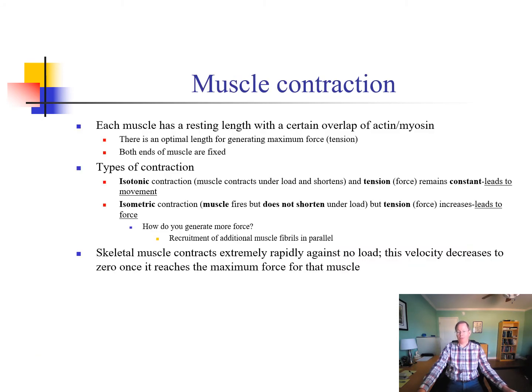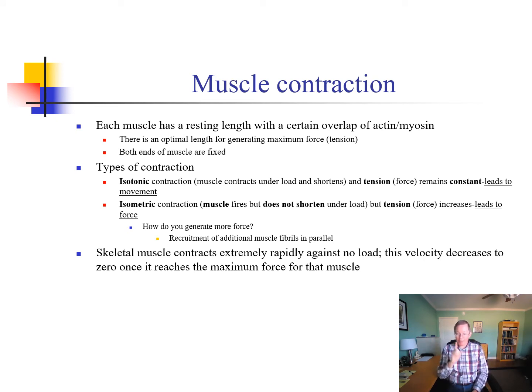Well, let's talk about muscle contraction. Now, as I mentioned, each muscle is going to have the actin and myosin, and they're going to overlap a certain amount, but there's an optimal length for generating the maximum amount of tension or force on that muscle. And that's where you bind the most myosin to the actin. And since both ends of the muscles are fixed, what that leads to is two different types of contraction.